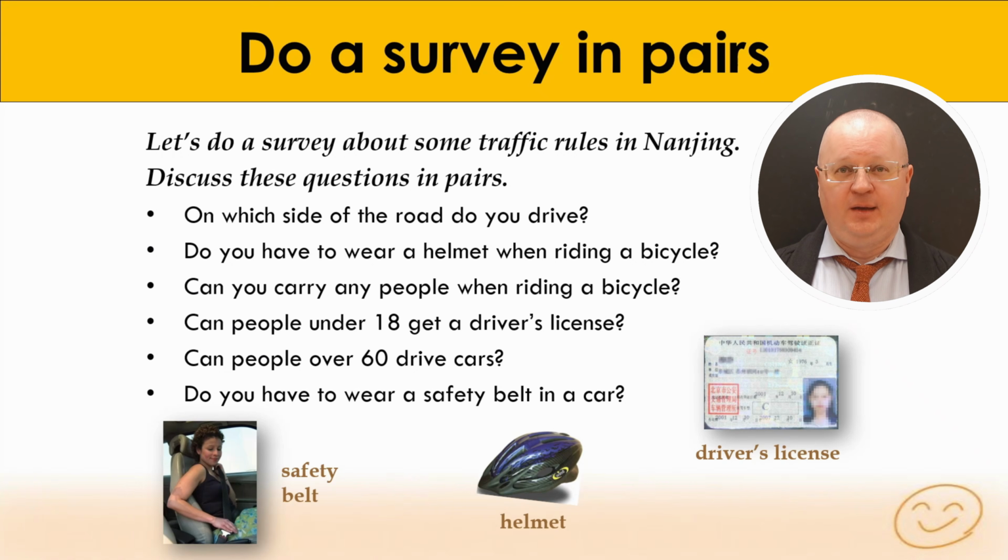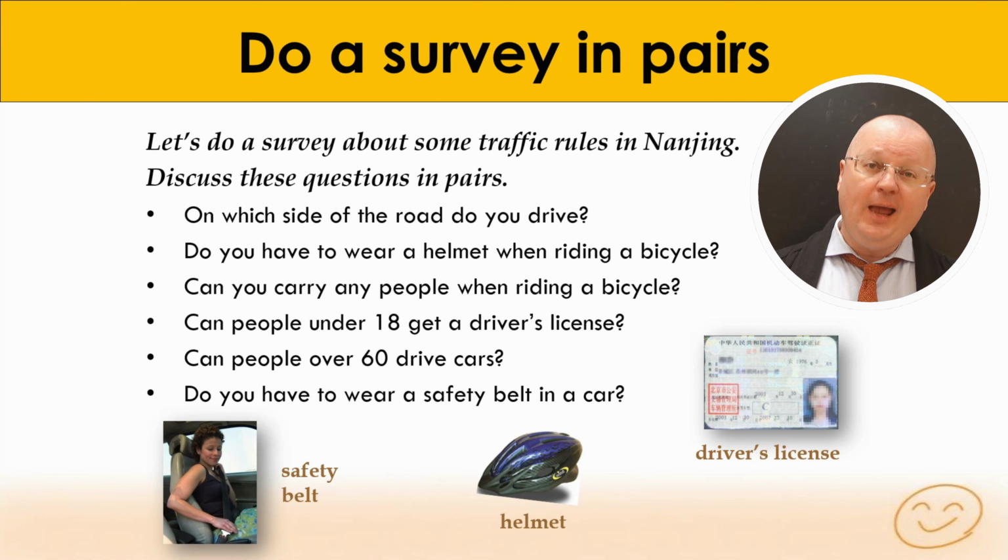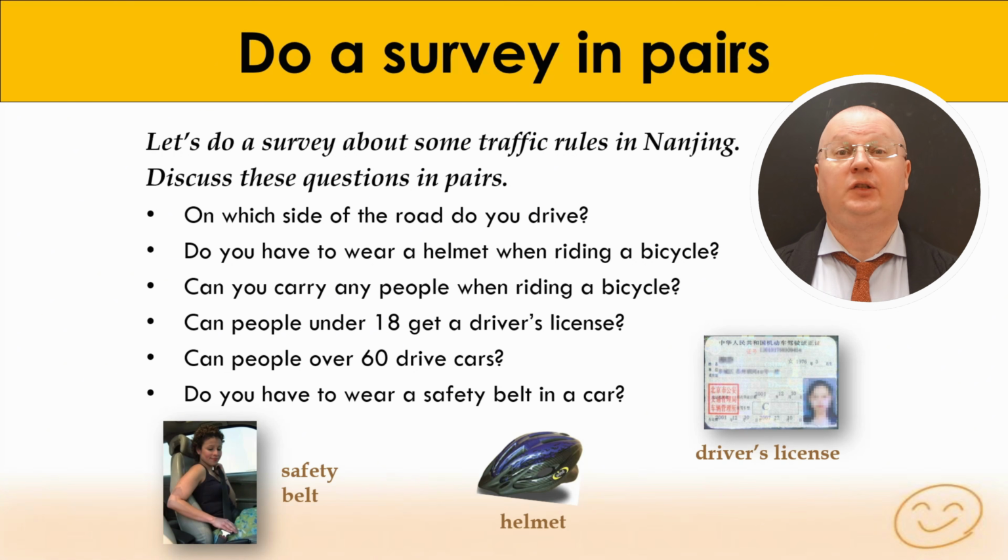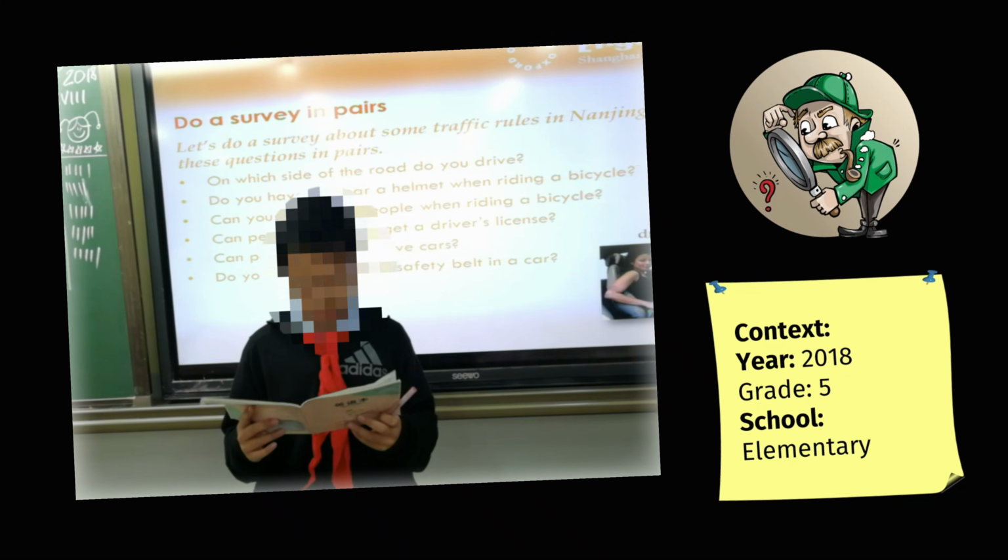Let's move on. In this activity, students complete a survey about traffic rules in Nanjing. First, they discuss the questions in pairs. One asks, the other answers. Then they write the answers in their notebooks. To their surprise, it turns into a mini essay. Listen to one of my students' presentations.